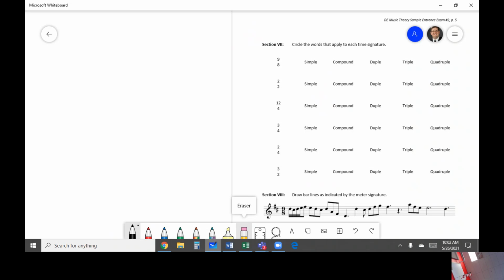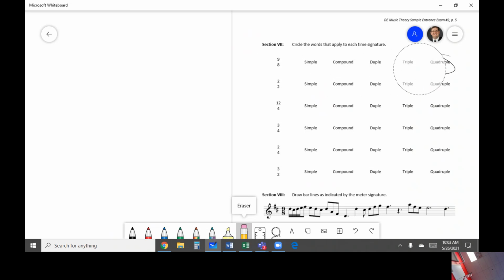This is the second video on time signatures, and it's the final video that should get you through the content. I'll have one more video after this that gives you some strategies, but in terms of content, this is the last thing you really need to know. So let's talk about time signatures and whether they end up being simple or compound, duple, triple, or quadruple. Section 7 on the exam is going to be circle the words that apply to each time signature. And you have to determine if they are simple or compound, duple, triple, or quadruple.